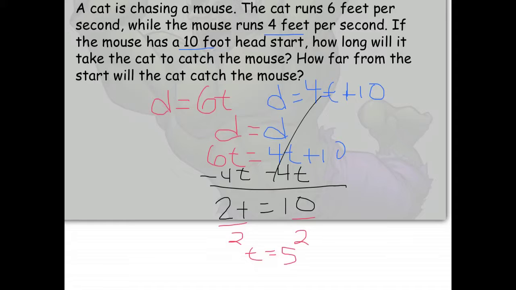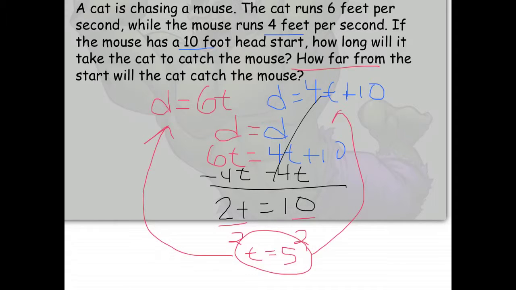What that means is the cat will catch the mouse in 5 seconds. Now that's not all that the question asks for, because it also wants to know how far. So how do we figure this out? We can either plug it into this equation or this equation, whatever seems easier to you. I'm going to plug it into the cat's equation because that seems easier to me.